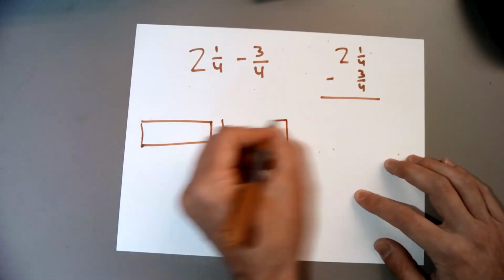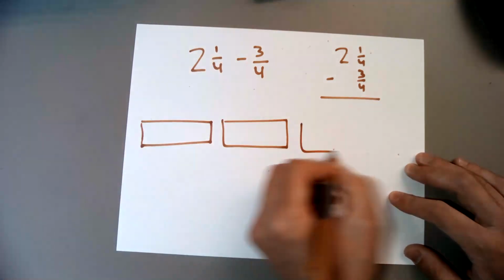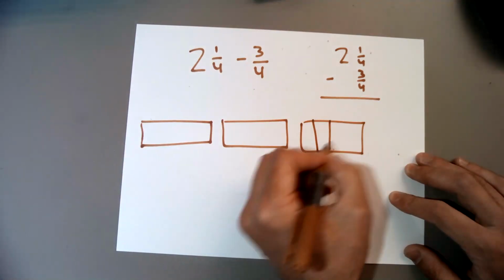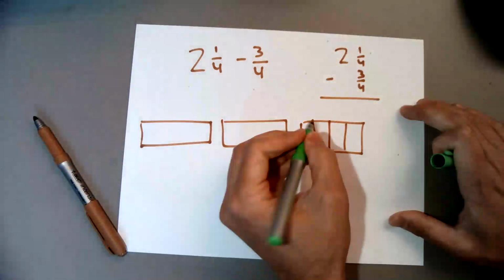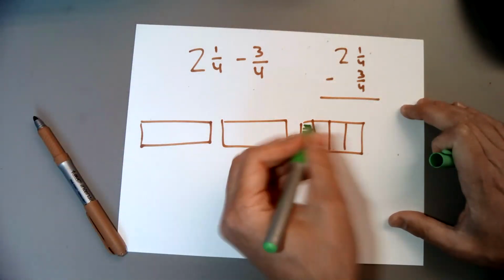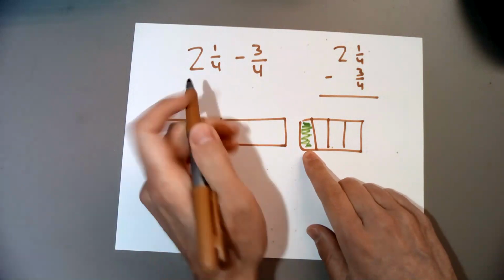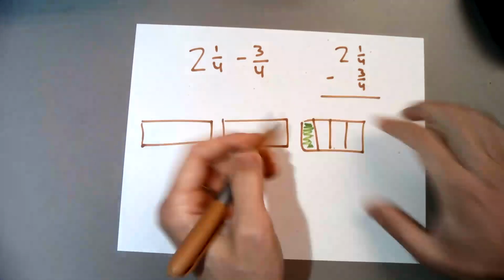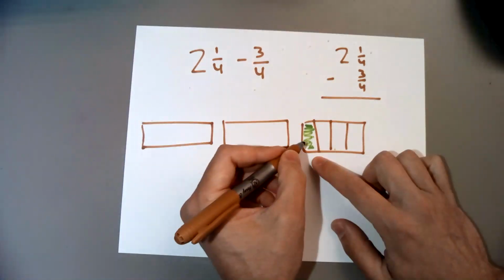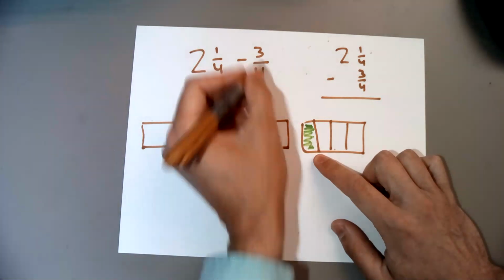So I'll make 2 wholes and then 1/4 of another whole. Divide that into 4 sections and shade one of them. So this is 2 wholes and 1/4. So if I'm trying to take 3/4 away, I only have 1/4 here. I can't take 3/4 away.